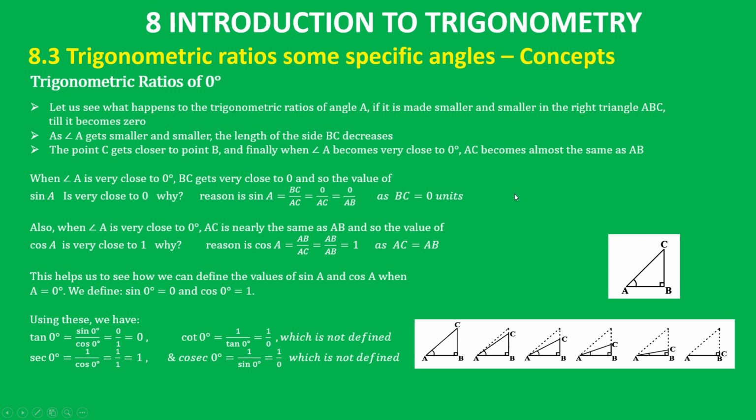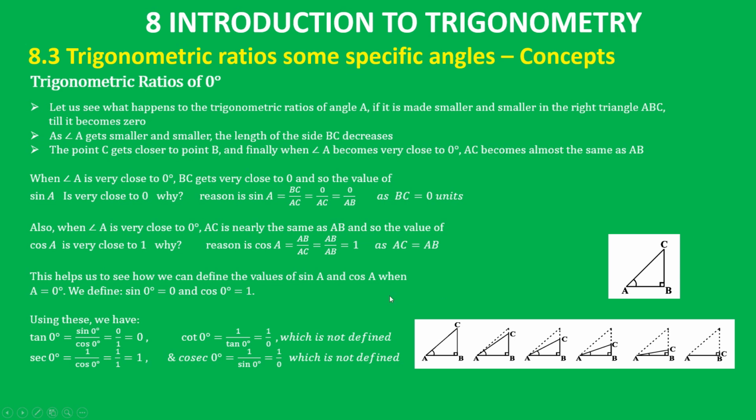Sin 0 is 0, correct? BC becomes 0 units, right? Okay. And also when angle A is very close to 0 degrees, AC is nearly the same as AB, and so the value of cos A is very close to 1. Why? What is cos A?